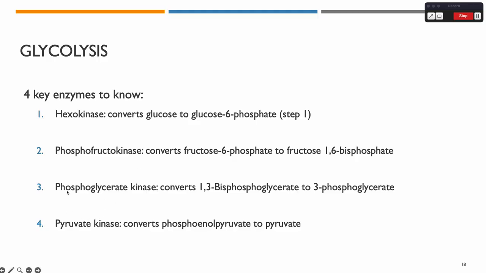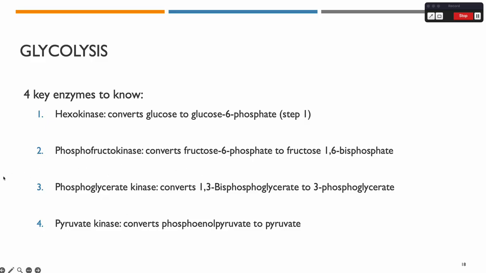We then get on to phosphoglycerate kinase, which converts 1,3-bisphosphoglycerate into 3-phosphoglycerate, and then pyruvate kinase, which converts phosphoenolpyruvate to pyruvate. These 2 steps, the reason we point them out is we produce ATP at these 2 steps. So at each of these 2 steps, you will create ATP. So you may be thinking, well, we take one glucose molecule and we put 2 ATP in and we only get 2 ATP out. How is that efficient? How does that help us?